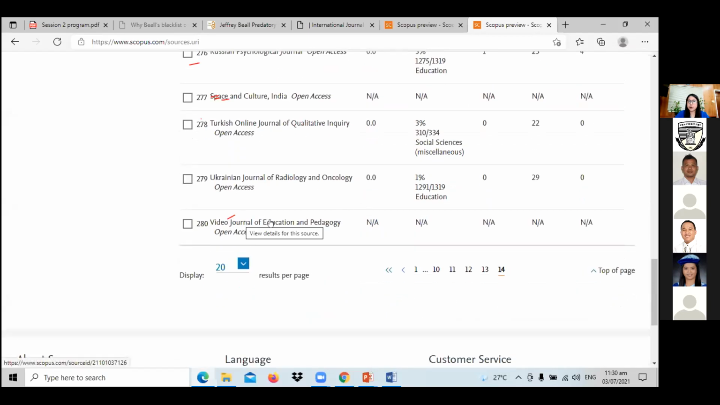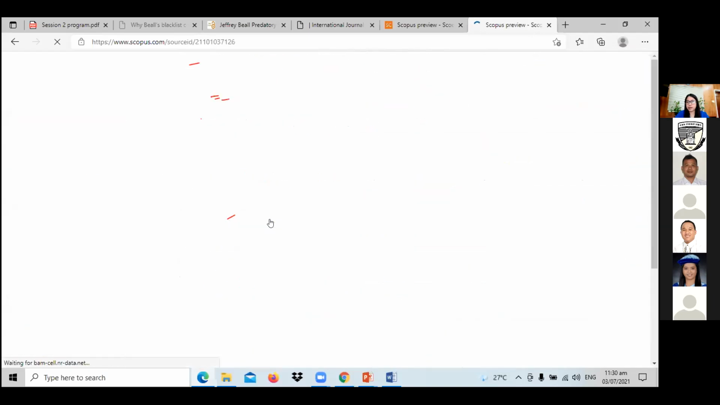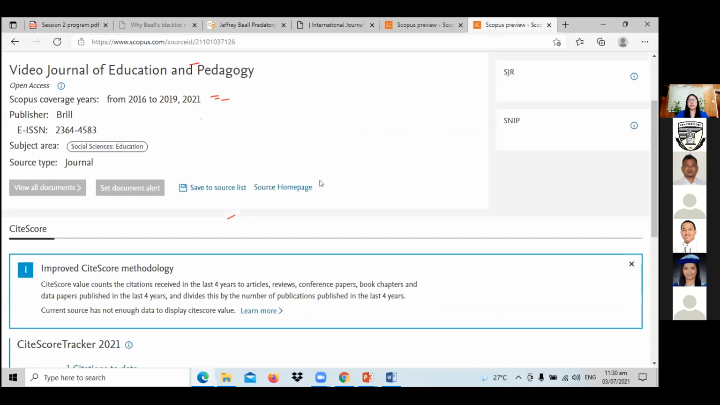Let's say Video Journal of Education and Pedagogy. This journal is indexed in Scopus from 2016 to 2019. So if you publish your paper in 2020, then the journal is not indexed in Scopus. There is a gap. It's indexed again in 2021.